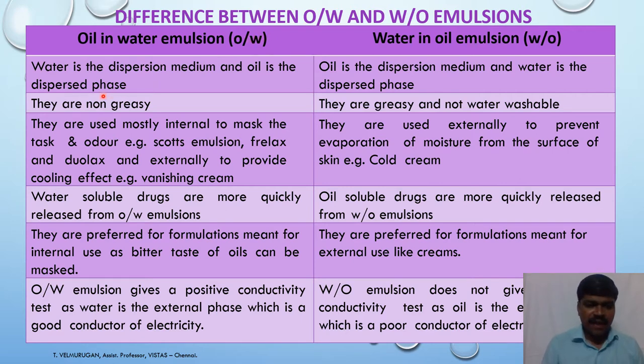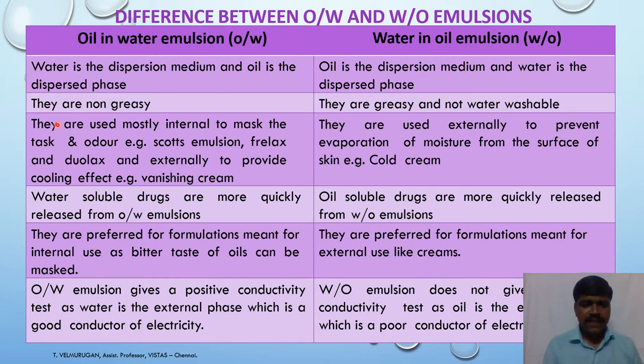Next, oil in water type of emulsions are commonly non-greasy. They are used mostly internally to mask taste and odor. Examples: Scott's emulsion, Frelax emulsion, and Dulux emulsions. There are external preparations also of the oil in water type, to provide a cooling effect. Example, vanishing cream. Maybe you learned about vanishing cream in first semester.